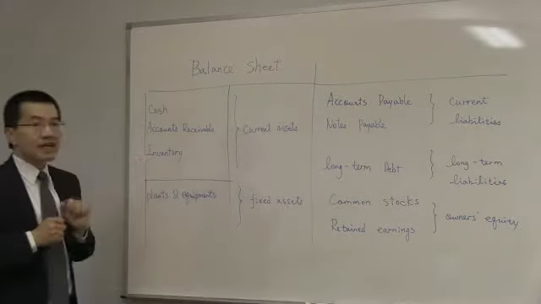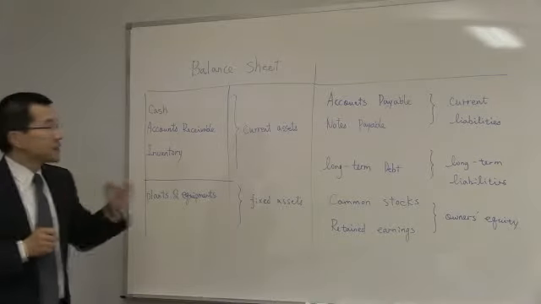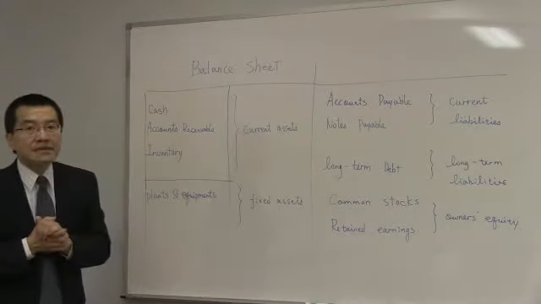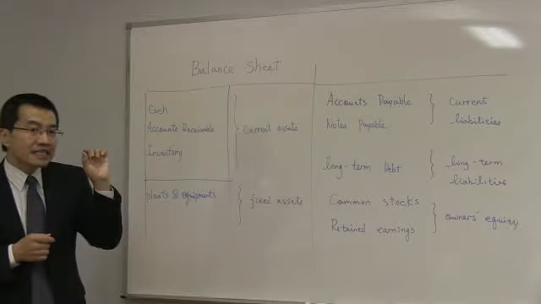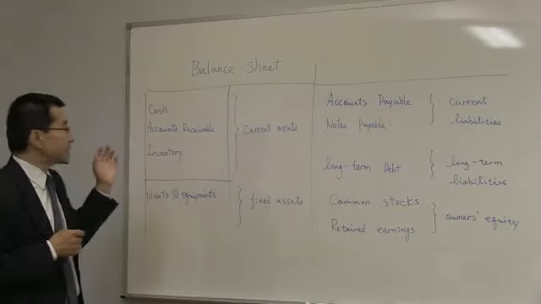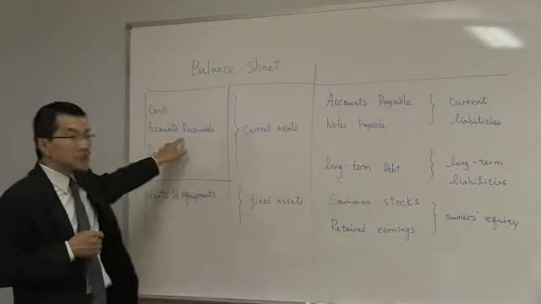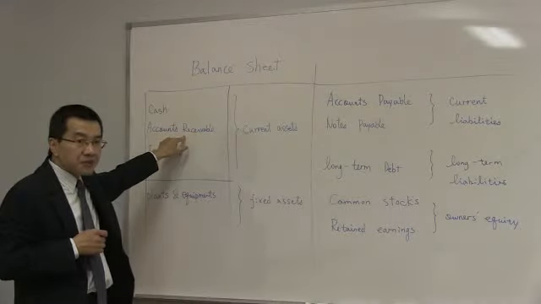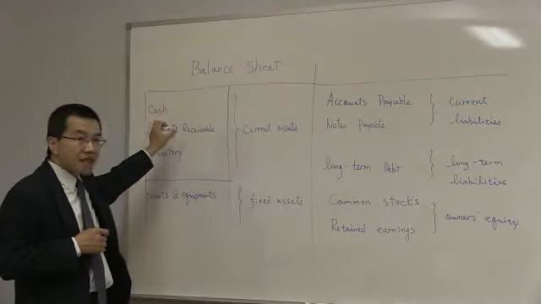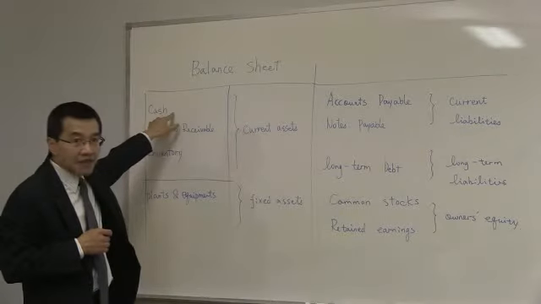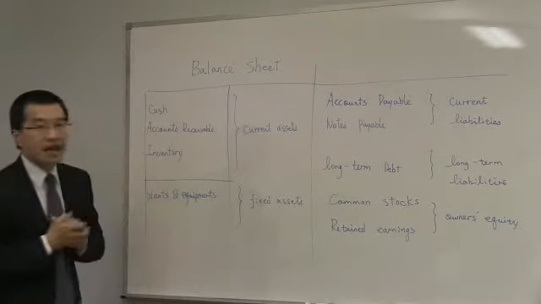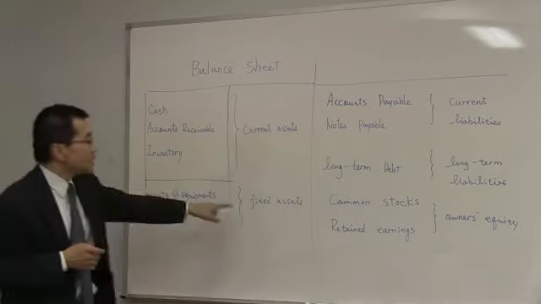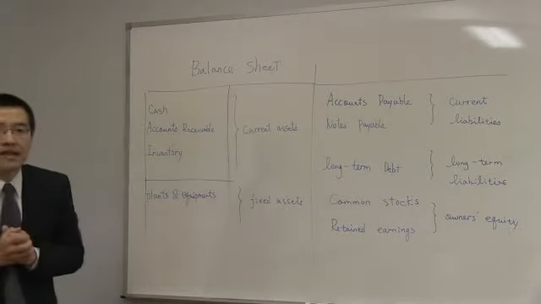Another item is the inventory. The inventory is the company's asset. They need to sell the products, and then the inventory will convert into accounts receivable. When they collect the accounts receivable, that amount of value will turn into cash. So that is the current assets part. And another one is what we call the fixed assets.